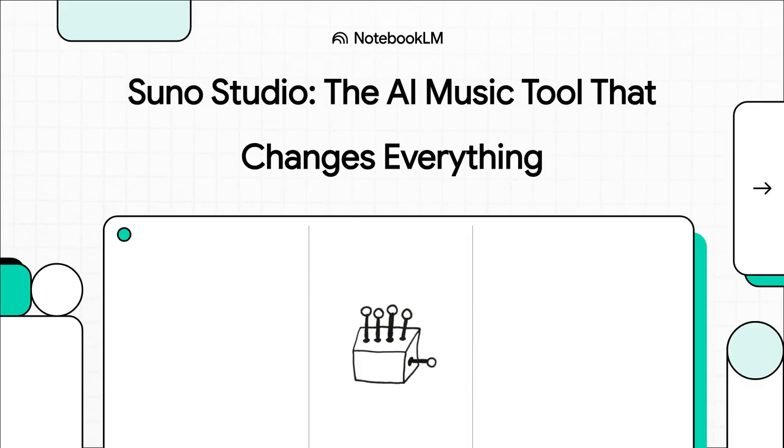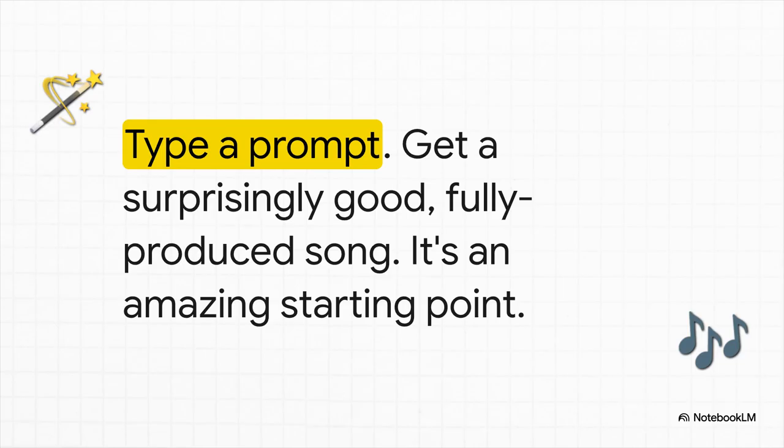And to really get why this is such a huge deal, we gotta look at both the magic and the frustration of how things have worked up until now. You know, the whole idea behind tools like Suno has always been so simple, it's kind of mind-blowing. You literally just type in what you want to hear. Something like a funky soul track about waking up on a Tuesday. And boom! Out pops a fully produced song that's surprisingly good. It's an amazing, amazing starting point.